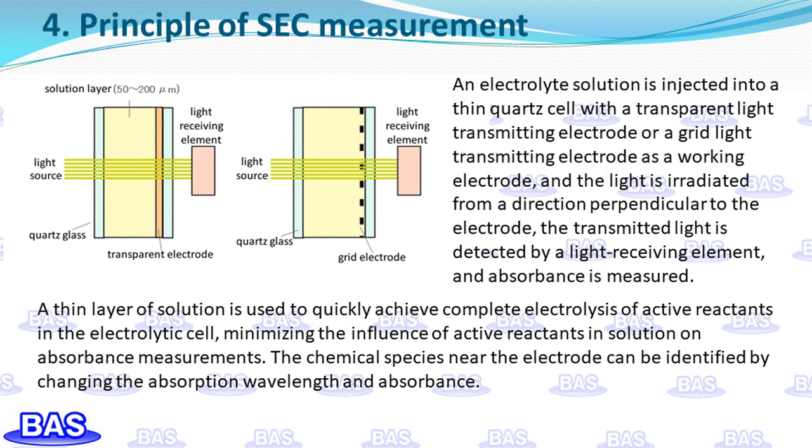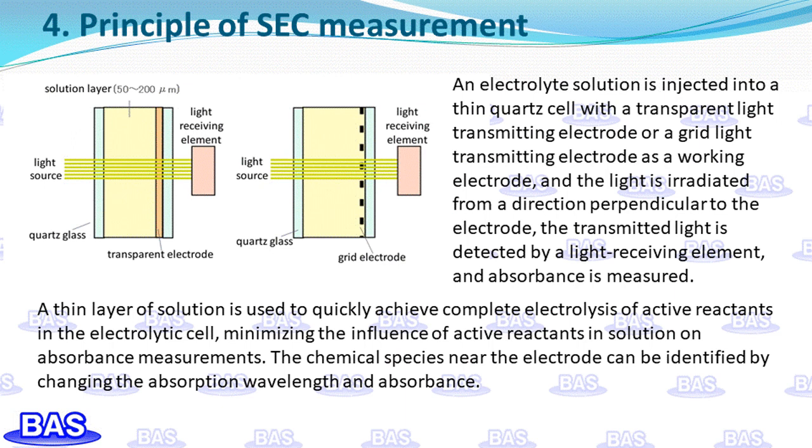For thin-layer spectroelectrochemical measurements, the electrolyte is typically injected into a thin quartz cell. The thickness of the liquid layer is about 50 to 200 micrometers. A transparent light transmitting electrode or grid-type light transmitting electrode is built as the working electrode. The light is irradiated in the direction of the electrode, the transmitted light is detected by the light receiving element, and the absorbance is measured.